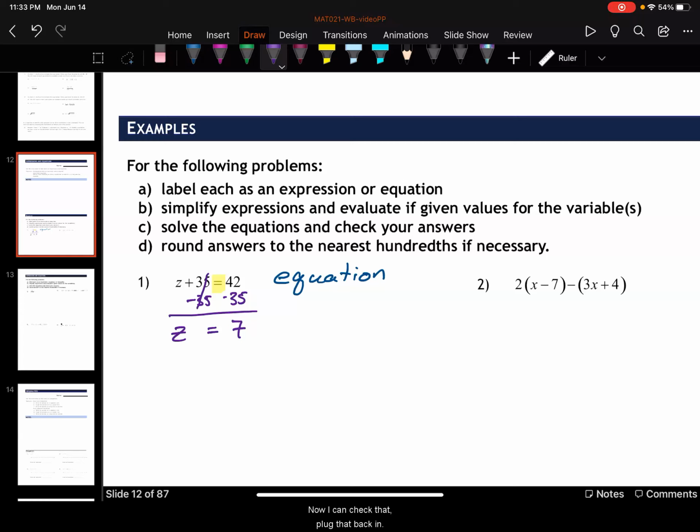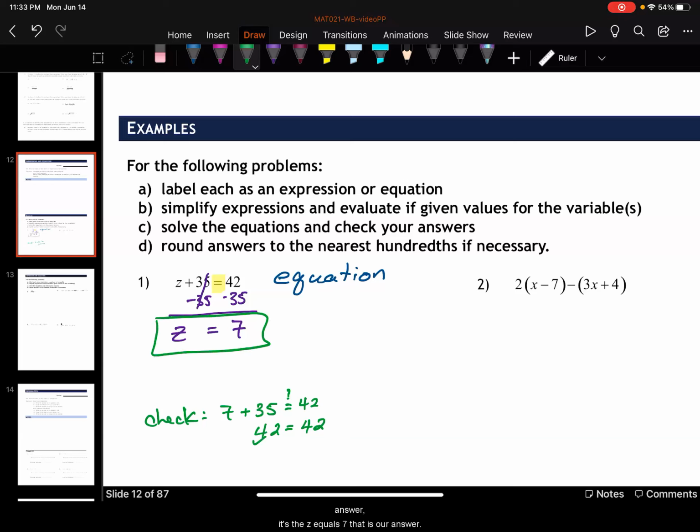Okay. Now I can check that, plug that back in, see if it really does work. So 7 plus 35, and we would see if that equals 42. Well, if I add 7 and 35, I do indeed get 42, so that is a check. So that is my answer. It's not the check that's the answer, it's the z equals 7 that is our answer.